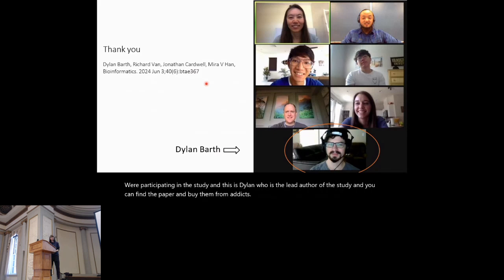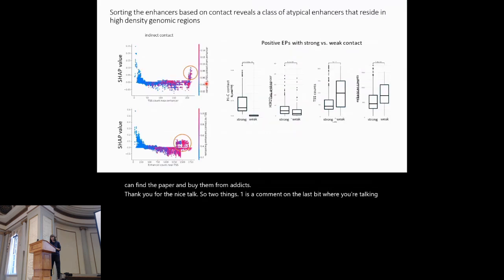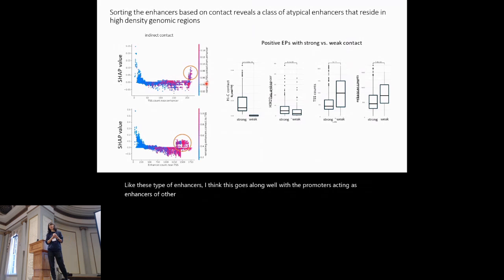Thank you for the nice talk. So two things. One is a comment on the last bit where you're talking about these type of enhancers. I think this goes along well with the promoters acting as enhancers of other genes, where those wouldn't have maybe as much K27. They would have the promoter markers, and then they would act through lower distances. So I mean, strong versus weak Hi-C contact, that depends on how you are normalizing, but that may make sense.